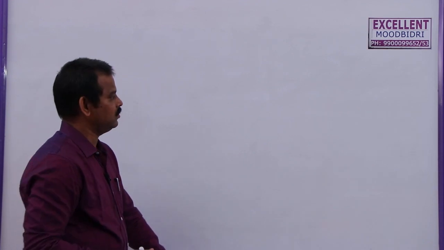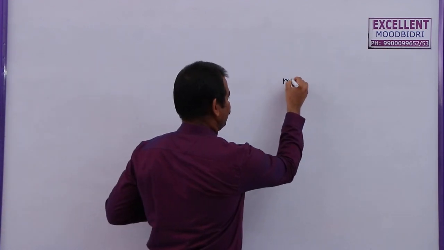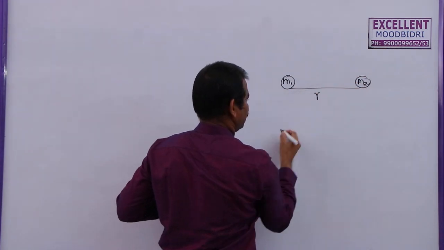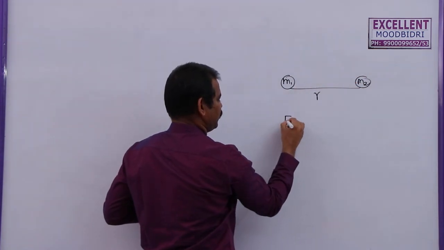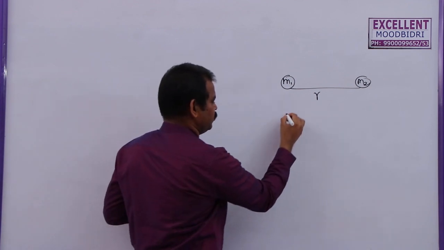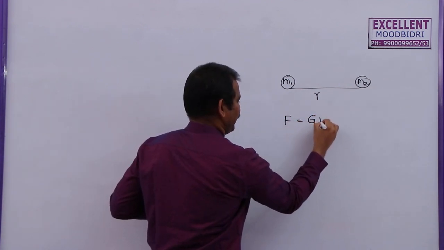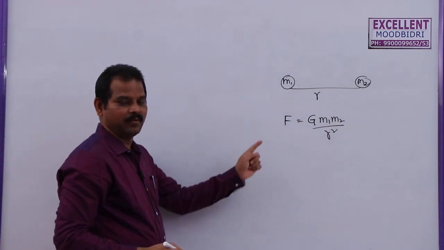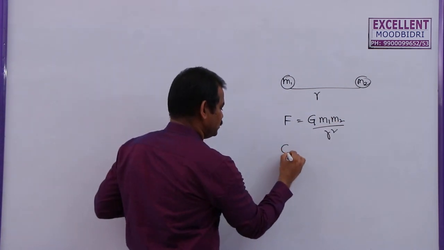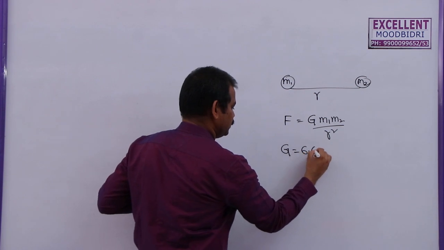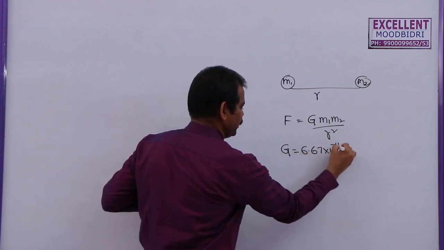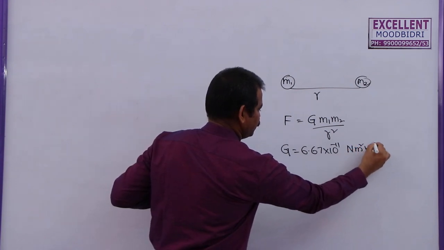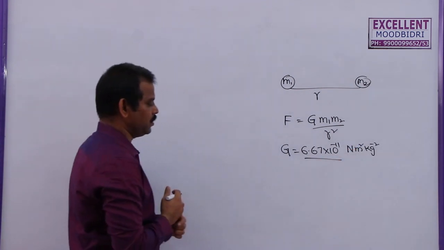If we consider two masses m1 and m2 separated by some distance r, the gravitational force of attraction between these two is given by F = G m1 m2 / r². We studied about this yesterday. Here G is equal to 6.67 × 10⁻¹¹ N m² kg⁻². This is the value of capital G.